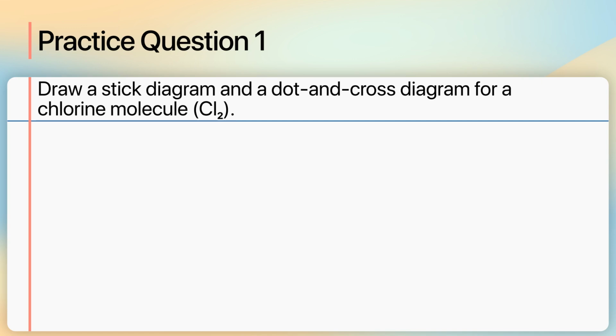Let's now tackle some problems. We'll start with a simple example. Question 1. Draw a stick diagram and a dot and cross diagram for a chlorine molecule, Cl2. Let's start with the stick diagram.